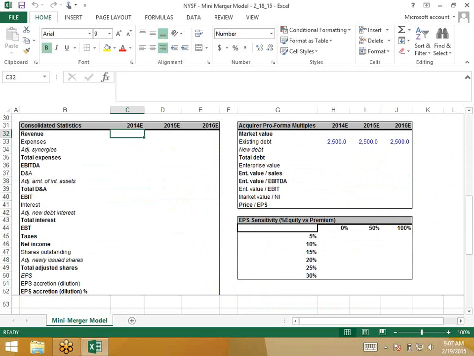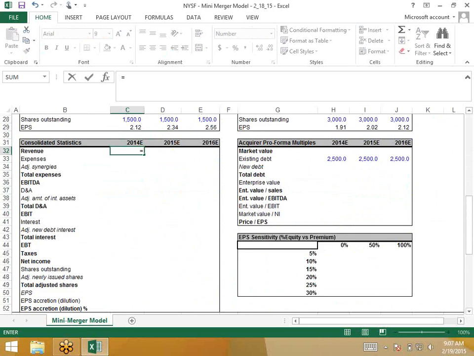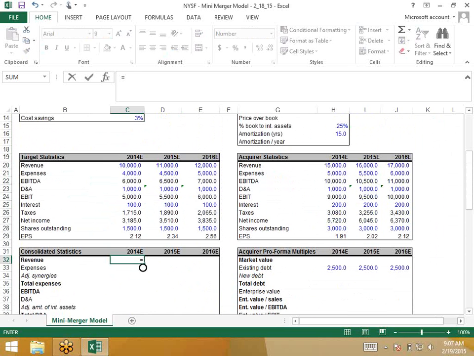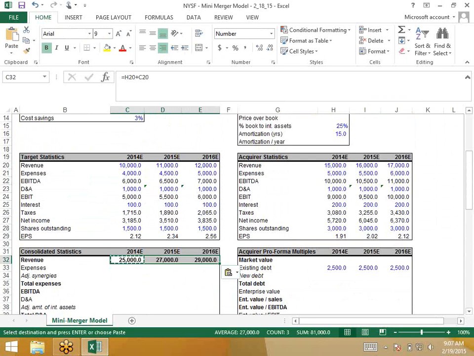So revenue, first, acquire plus target revenue. So we're going to have 2014 equals acquire revenue plus target revenue. Very simple. Copy this to the right. Again, this is meant to be overly simplistic just to show you and illustrate and highlight the major movements.